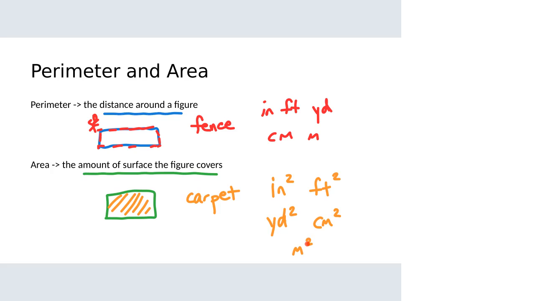And the reason for this is now we have two dimensions. Now we have length and width. And so we have two dimensions that we're dealing with. So our units reflect that by having square units. Basically, how many square inches would fit in here? How many square feet would fit in here? How many square yards would fit in there is what we're talking about when we're talking about area.